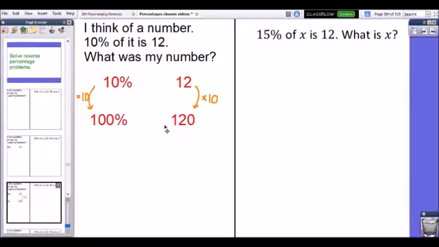Please could you pause the video and have a go at this second question. It's a little bit trickier, and then unpause it when you're ready for the solution.